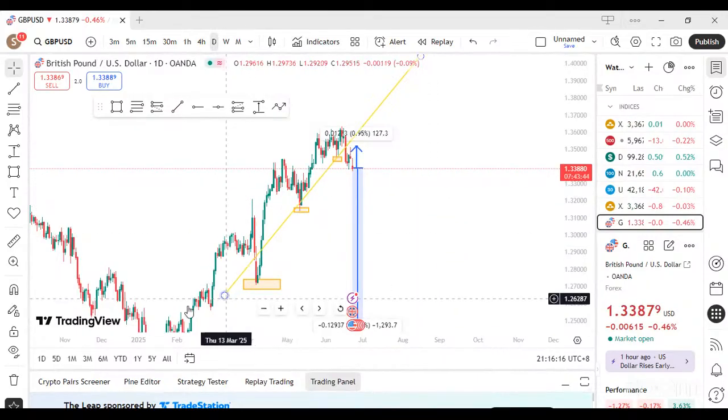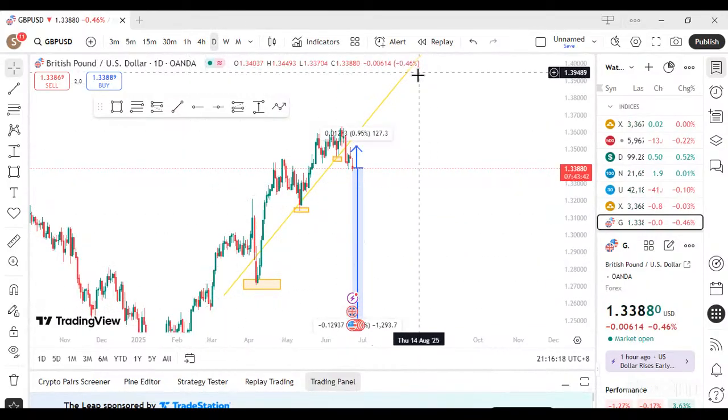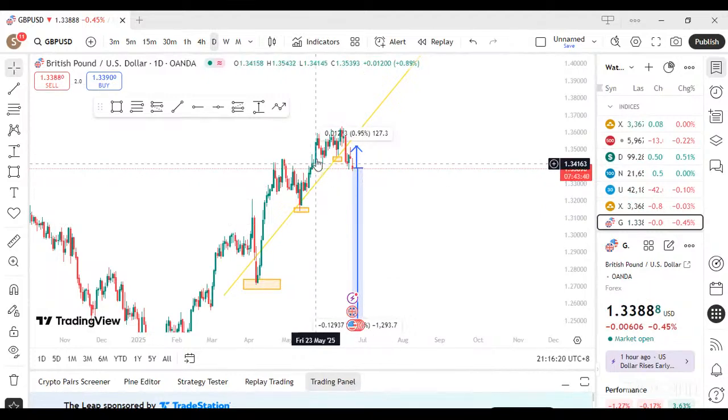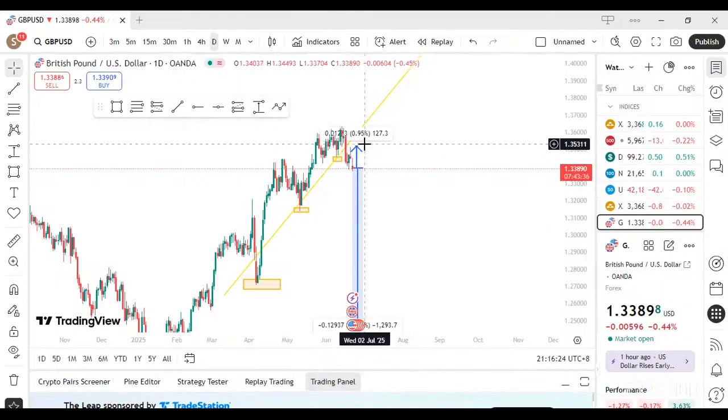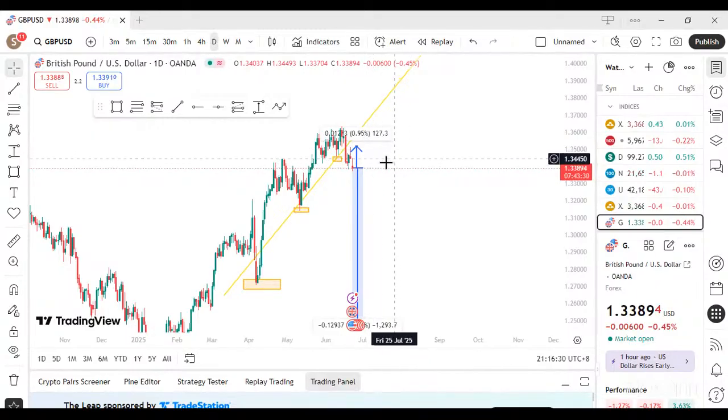So first I look at my daily, I draw my trend line, then I see whether it's respecting it or it's breaking. If it's breaking down, I look for the first highest point, meaning the resistance. But if it's breaking towards the up, I look for the first support.